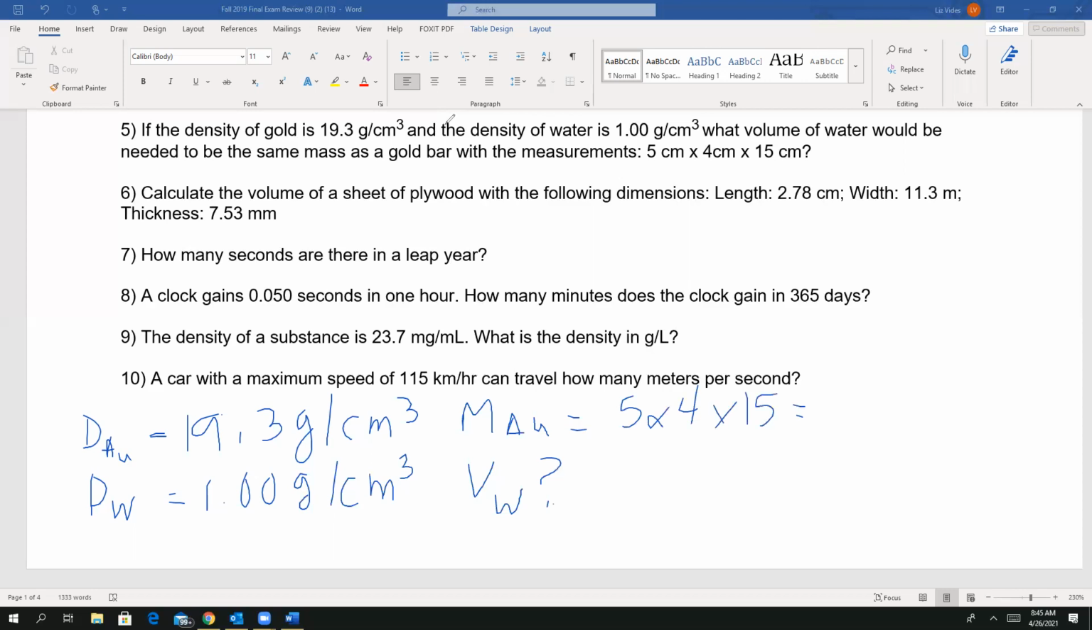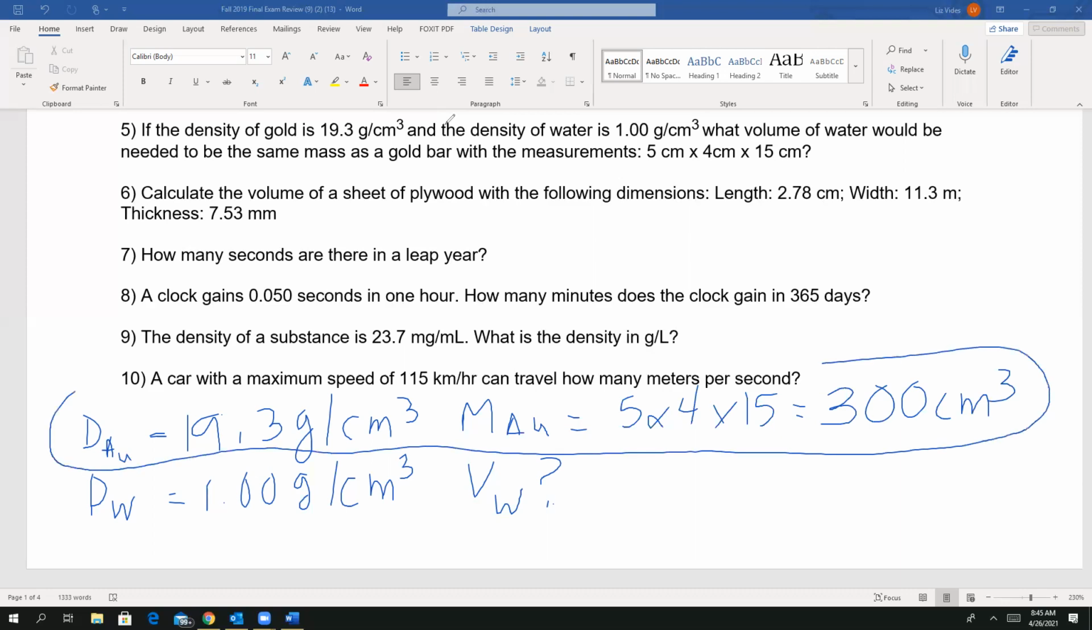So all you have to do is multiply those, 5 times 4 times 15. I keep saying 16, it's 15. It's equal to 300 cubic centimeters. Okay, so you see what they're asking you to do first is to figure out the one thing you don't have, of gold.